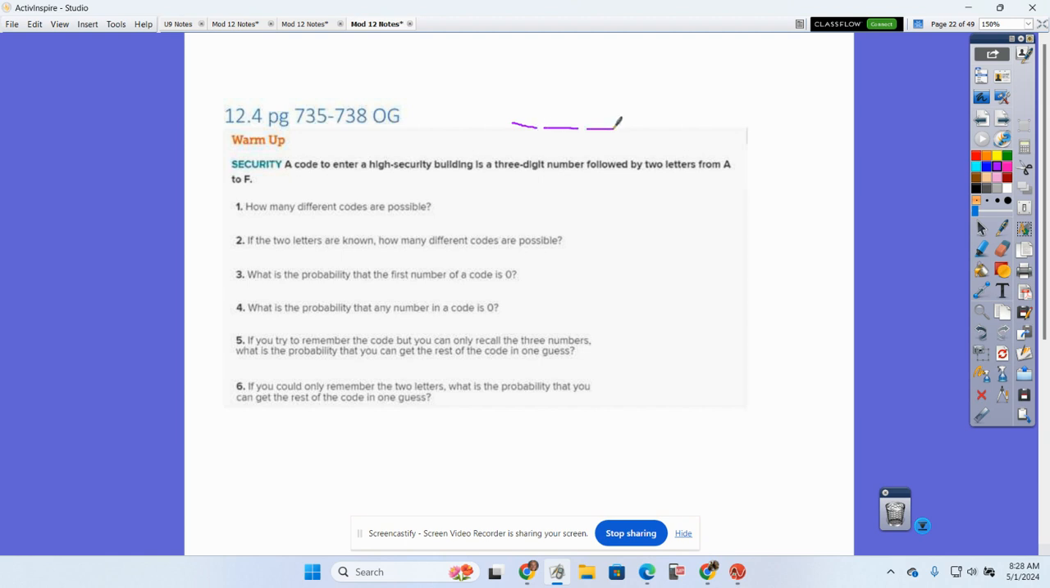So there's 1, 2, 3 digits of a number followed by 2 letters that are from A to F. Okay, so think about it. It could be like 1, 2, 3, A, B. It would be the security code, for instance. So I like to look at it as, what are the different possible things that are happening here? What are we filling in? And so we've got 5 different things. So how many different codes are possible?